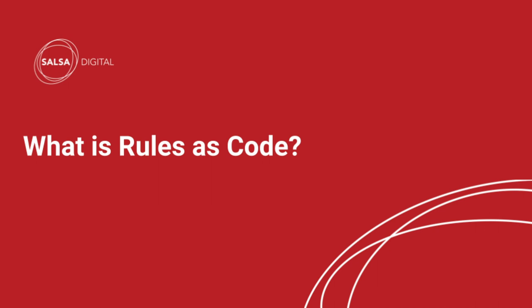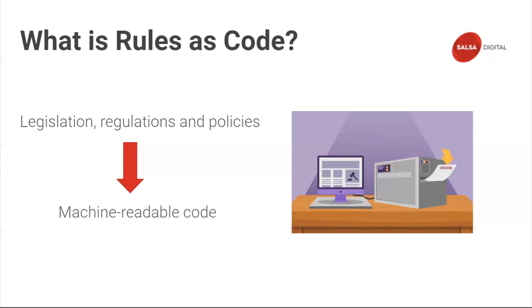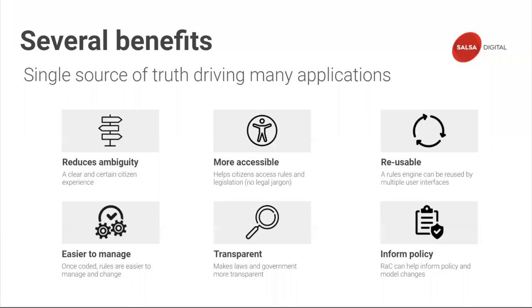So let's talk very briefly, what is rules as code? Rules as code is basically taking legislation, regulations or policies and turning it into machine readable code. There are several benefits that this represents, including reduced ambiguity, making it more accessible, reusable, easier to manage, transparent, and also using it to inform policy.